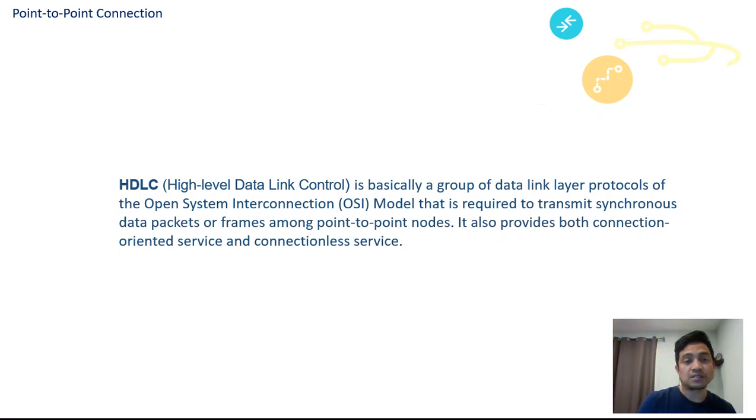HDLC, the High-Level Data Link Control, is basically a group of data link layer protocols of Open System Interconnection, or OSI, that is required to transmit synchronous data packets or frames among point-to-point nodes. It also provides both connection-oriented service and connectionless service.